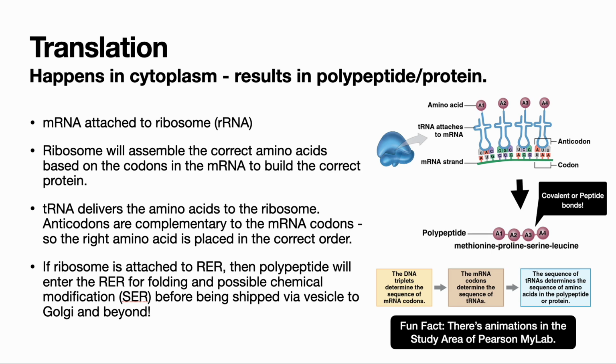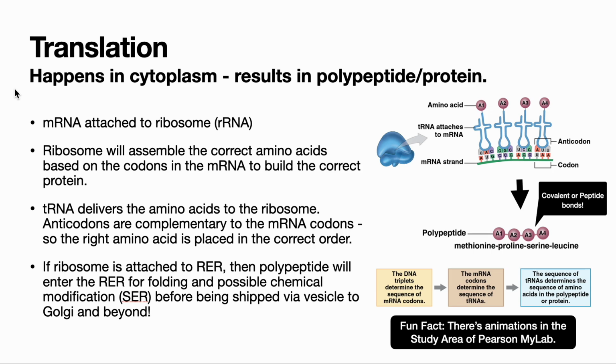And then in the Golgi, it might get modified, like a sugar could be added to it or a lipid could be added to it. It will be stored or it will be packed up with other polypeptides or proteins, and then it will be shipped via a vesicle to its final destination, which might be the cell membrane or outside the cell. And that's it. That's protein synthesis.